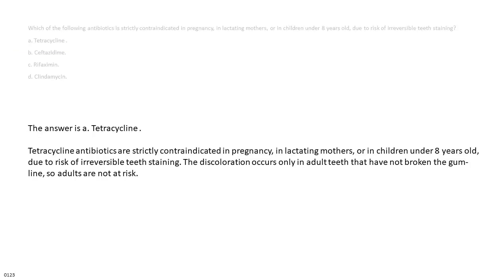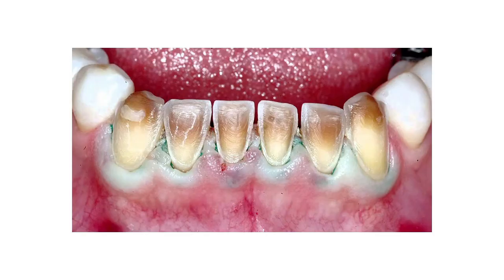The answer is A. Tetracycline. Tetracycline antibiotics are strictly contraindicated in pregnancy, in lactating mothers, or in children under 8 years old, due to risk of irreversible teeth staining. The discoloration occurs only in adult teeth that have not broken the gum line, so adults are not at risk.